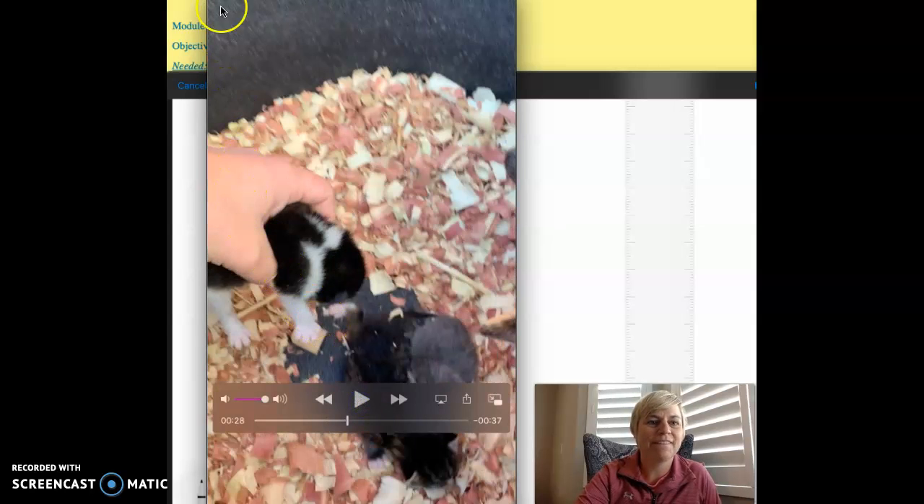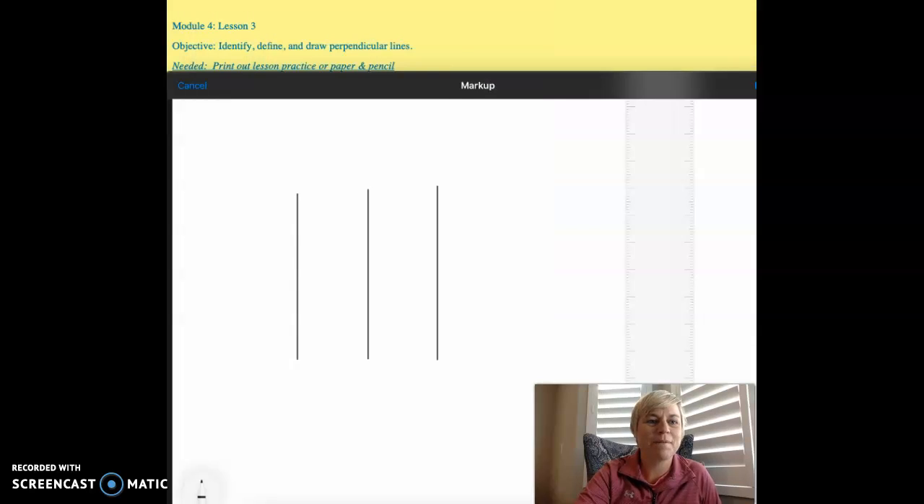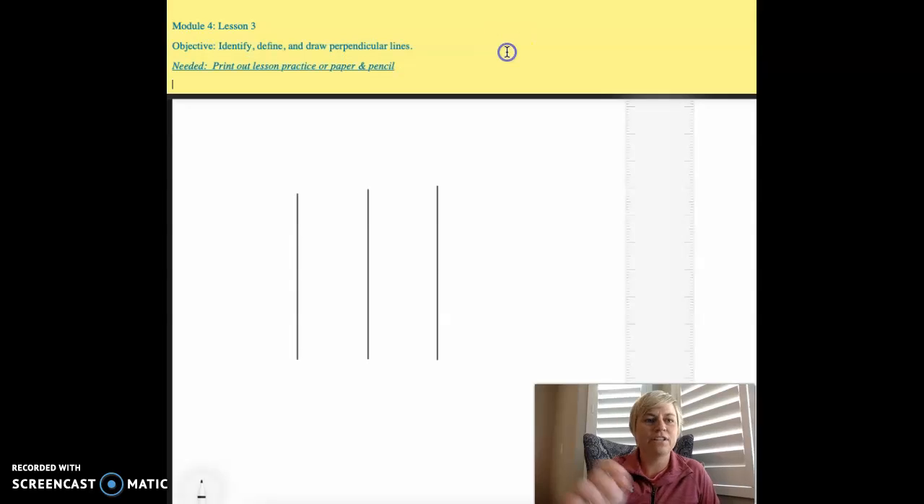They're adorable. And we're going to move on to our math lesson. So, today we are going to do our lesson 3 on module 4, and you will need a pencil and a paper. You could also get a ruler if you would like one, or you can also print out the lesson practice if you would like to do it with me. So, everyone, welcome to lesson 3.